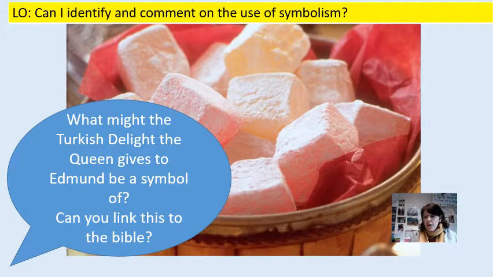So make sure that you've completed all the tasks on your worksheet and that you've sent that back to your teacher via the Google Classroom. But let's just finish off the lesson. I said that there might be other biblical imagery in the text. And in this section that we've read so far, we've come across the Queen giving Edmund Turkish delight and Edmund wanting more and more and more Turkish delight. So can you think of a way that that might also be linked to stories from the Bible?